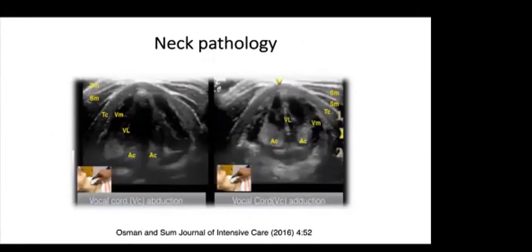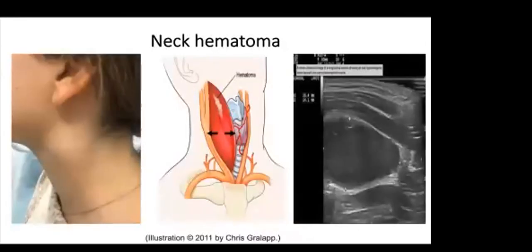On this slide, the figure on the right shows normal abducted vocal cords, and the figure on the left shows adducted vocal cords. This can be rapidly done to make perioperative decisions regarding vocal cord pathologies. You can also identify small or large neck hematomas on the ultrasound.